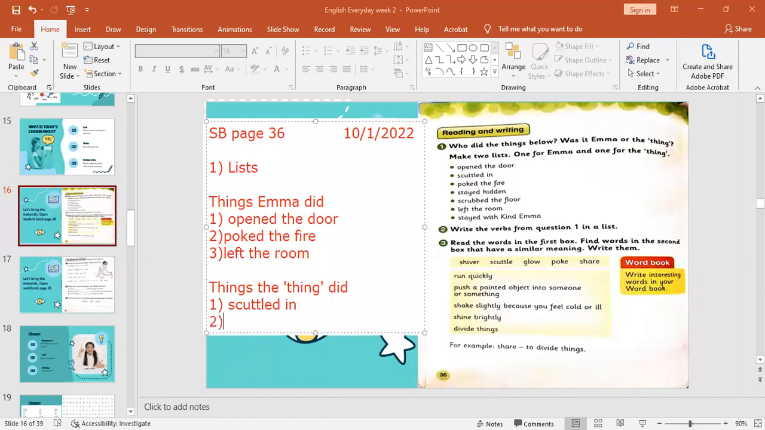Number two, stayed hidden. Number three, scrubs the floor. And finally, number four, stayed with kind Emma.